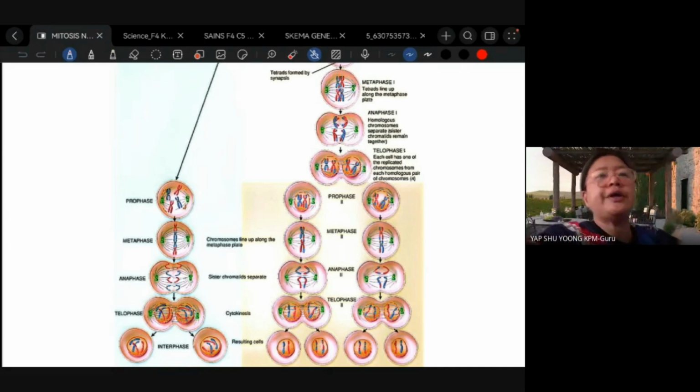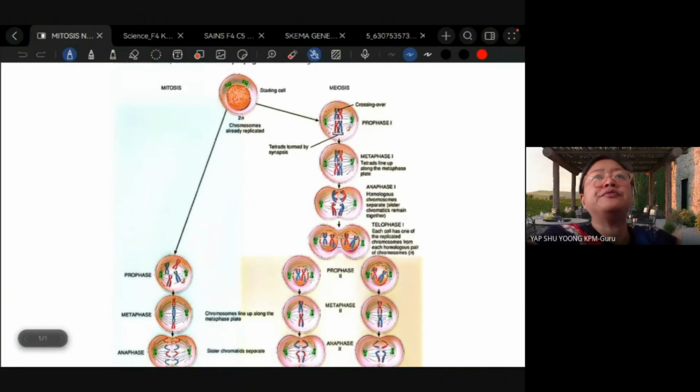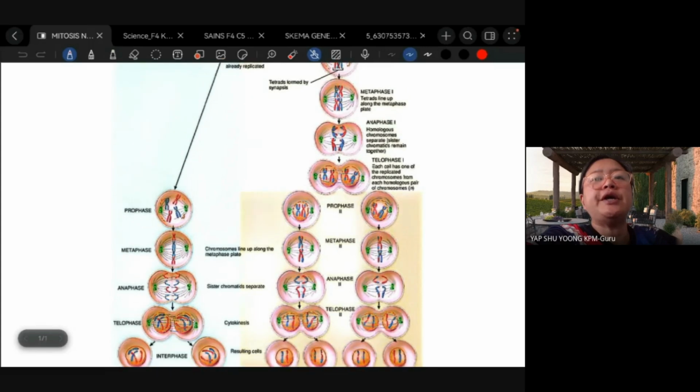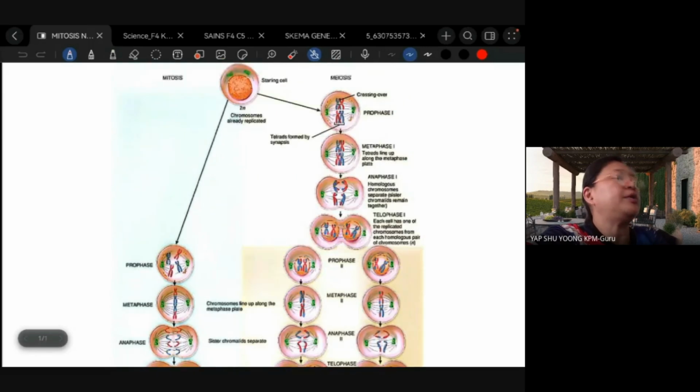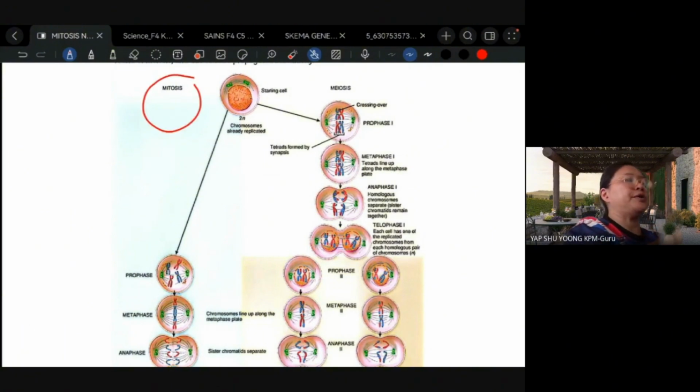Okay, today we go to mitosis and meiosis. This is Form 4 genetics, mitosis and meiosis. We look at mitosis first, then this is the meiosis.